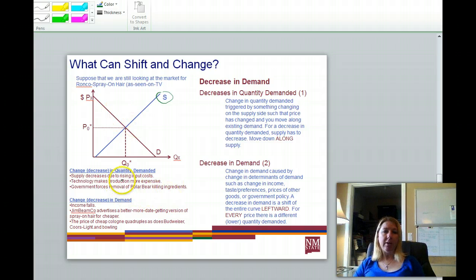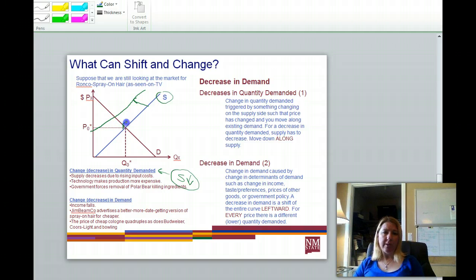Some of the things that might cause that: supply decreases due to rising input costs, technology that makes production more expensive, or let's say, for example, that the government forces removal of the polar bear killing ingredients. All of these things would be reflected as a decrease in supply. And a decrease in supply is reflected as a decrease in the quantity demanded, because what we're seeing is that the supply curve is going to shift upward and to the left, and that would go this way.